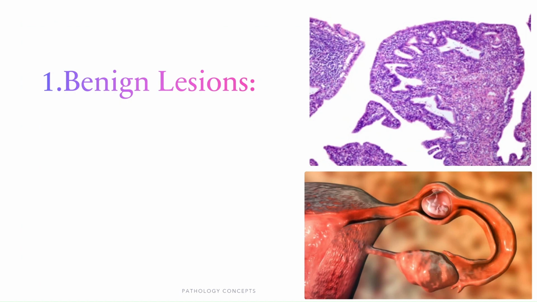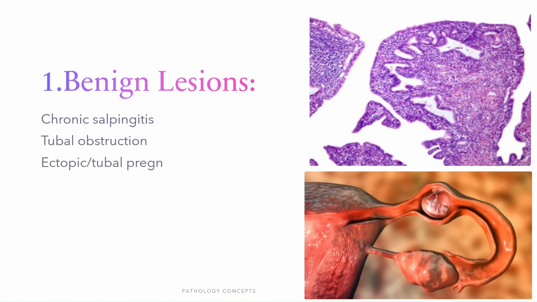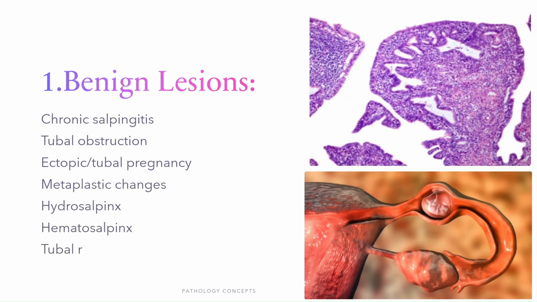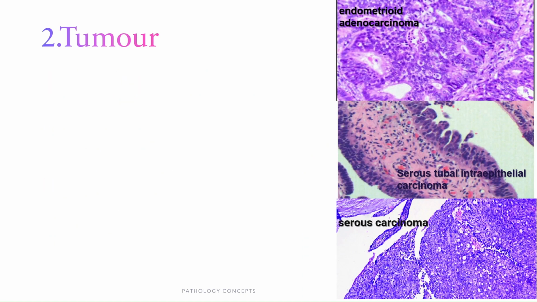Let's see the pathology related to the fallopian tube. First is benign lesions. They are chronic salpingitis, tubal obstruction, ectopic or tubal pregnancy, metaplastic changes, hydrosalpinx, hematosalpinx, tubal rupture.